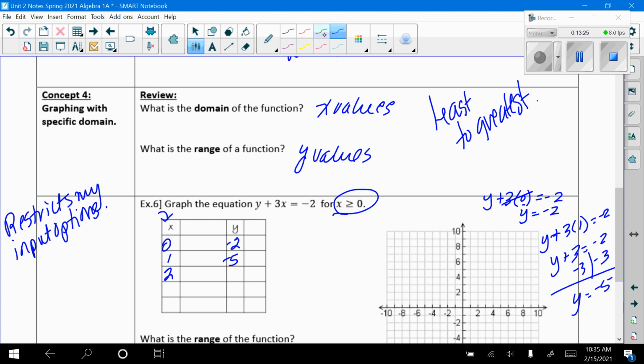The other option would be to rearrange this, which is what I like to do. I would take away 3x from both sides before I start plugging in things, so y equals -3x minus 2. I would then plug it in here: -3x minus 2. So -3 times 0 minus 2 gave me -2. -3 times 1 would give me -3, minus 2 gave me -5. -3 times 2 is -6, and -6 minus 2 is going to give me -8.